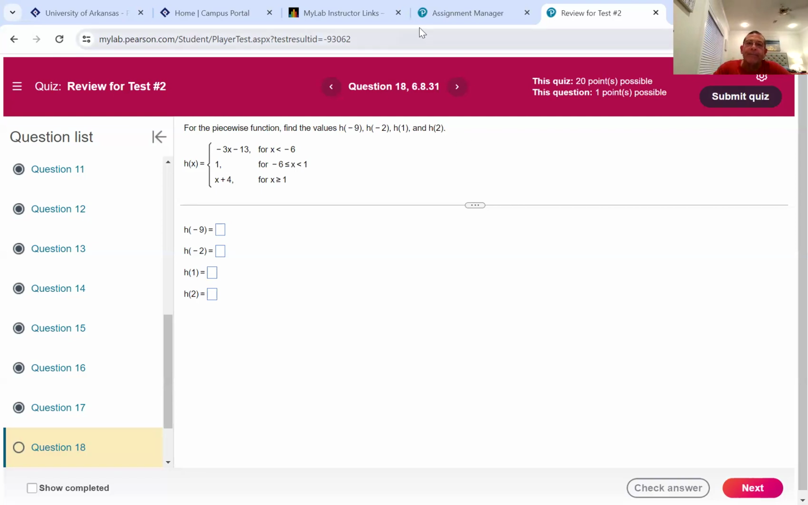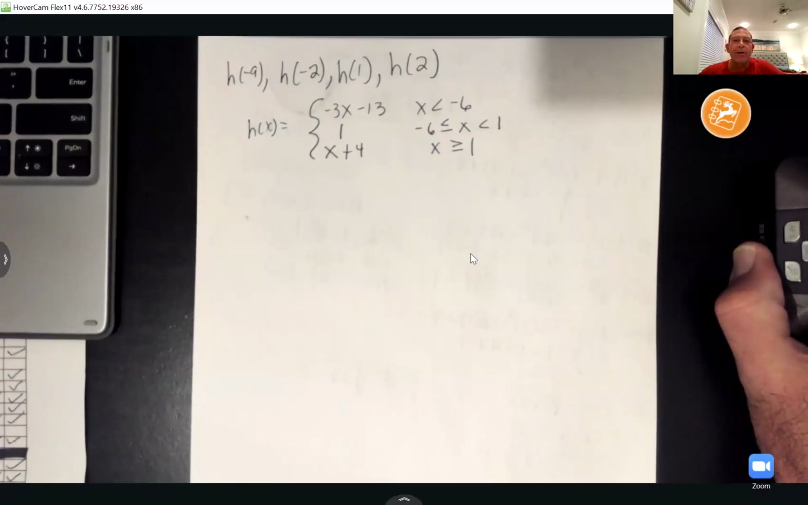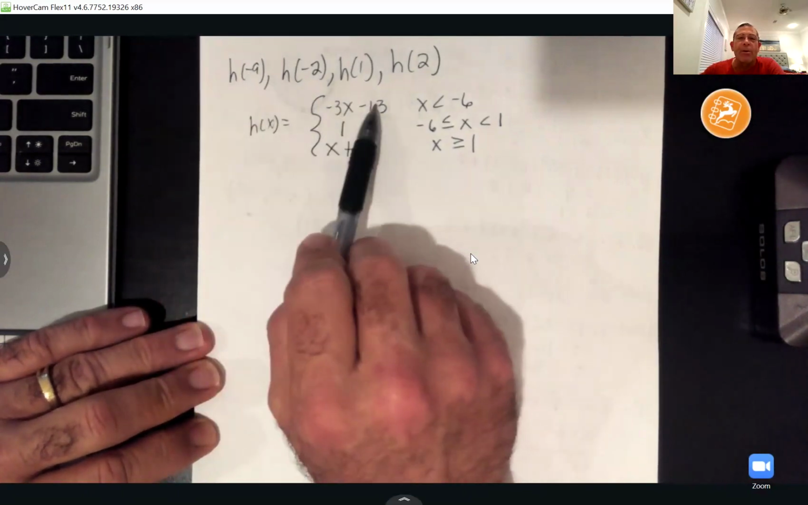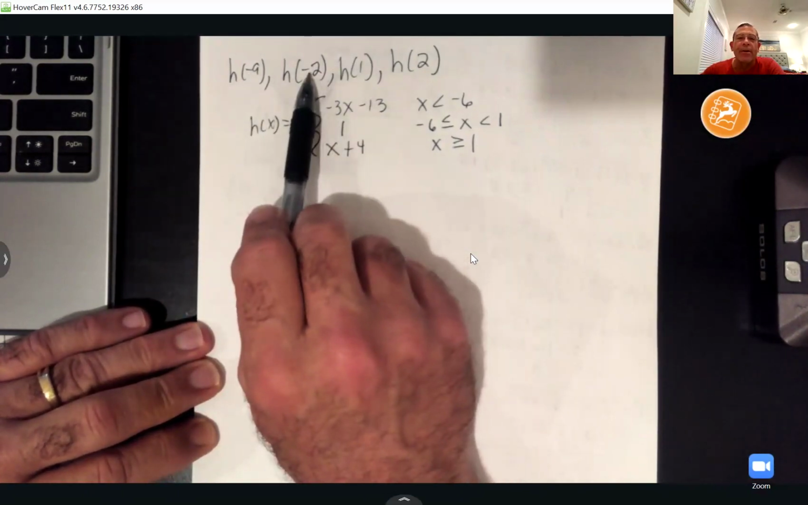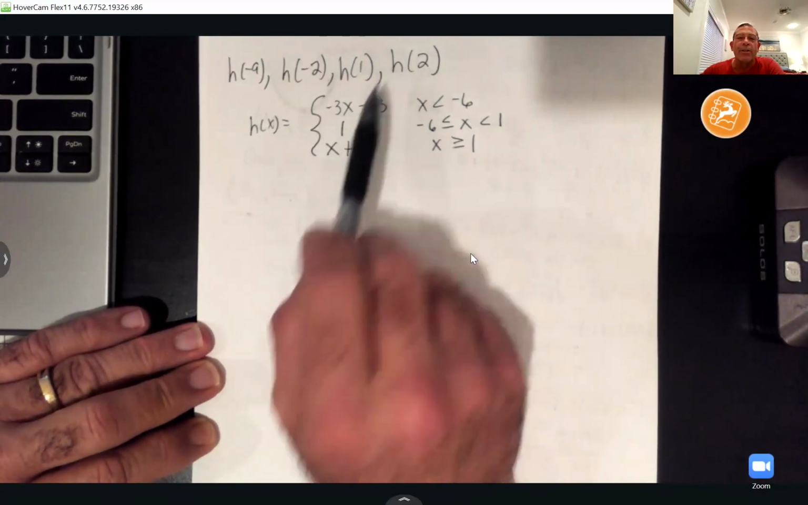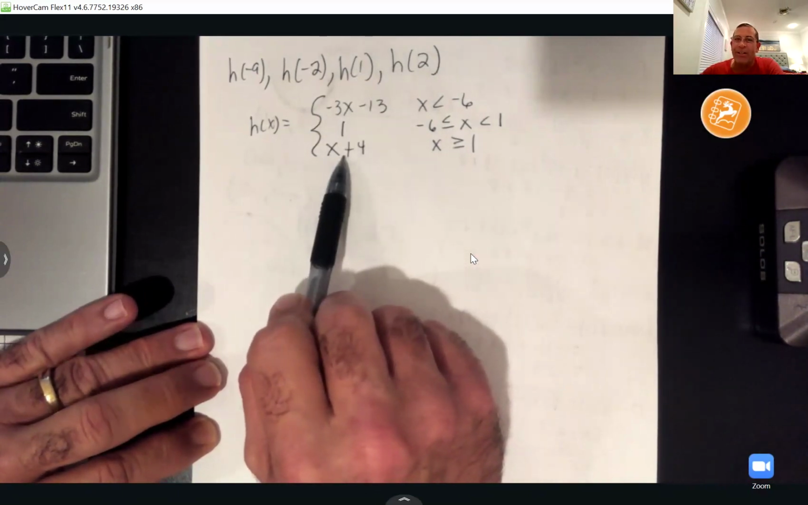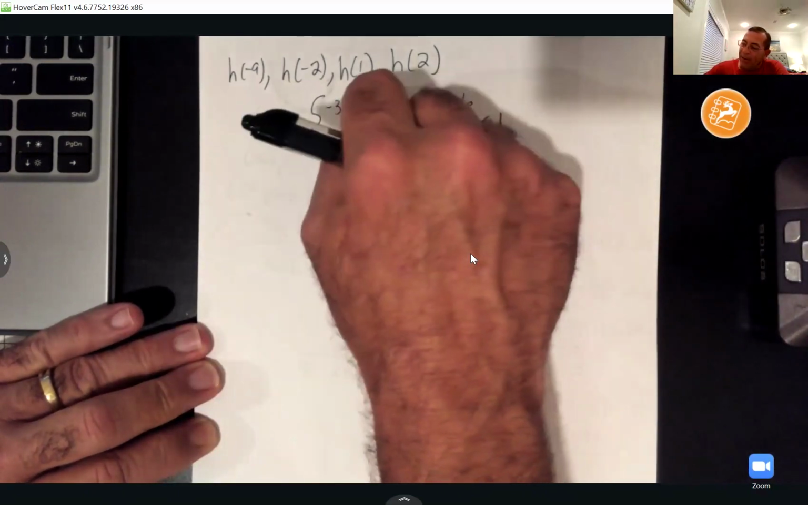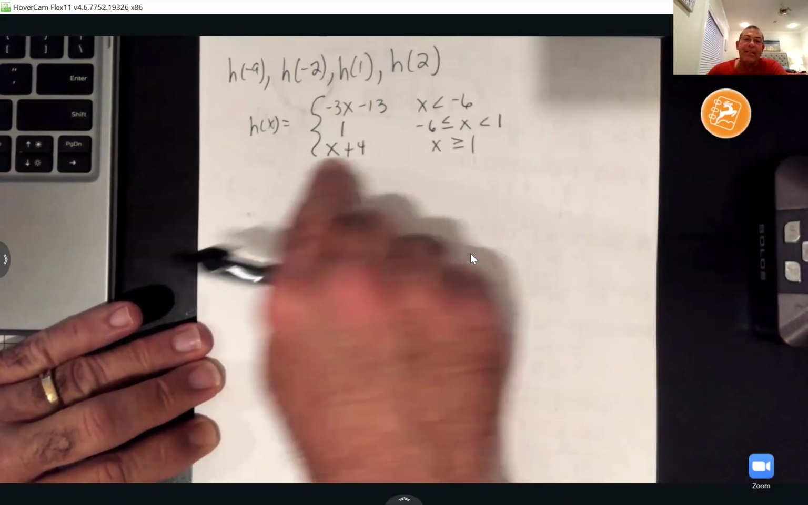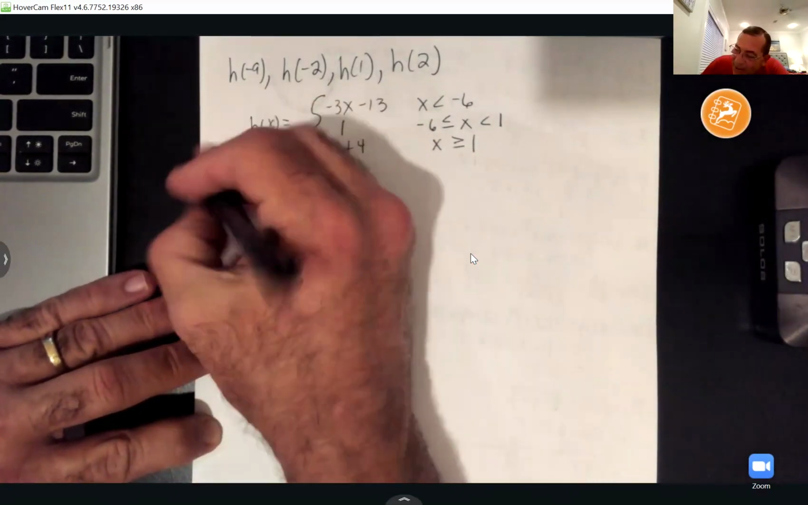Now, I'm about to see the pattern on this one. But y'all, every time I did this one, I'm going to tell you a little trick. H of negative 9 went with the first equation. H of negative 2 will get the second equation. And then the H of 1 and H of 2 will both get the last equation. So it's been like first number, second number, and then the last 2 numbers are always the last equation. So let's see if that's true.